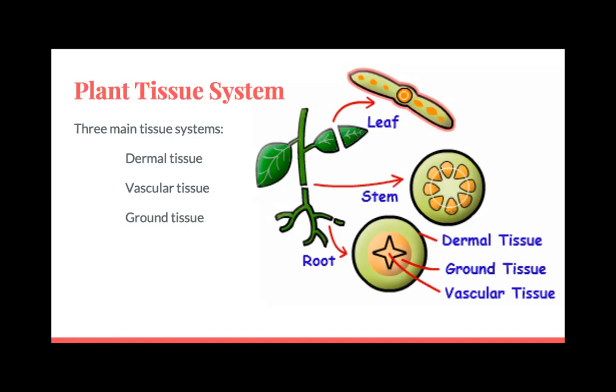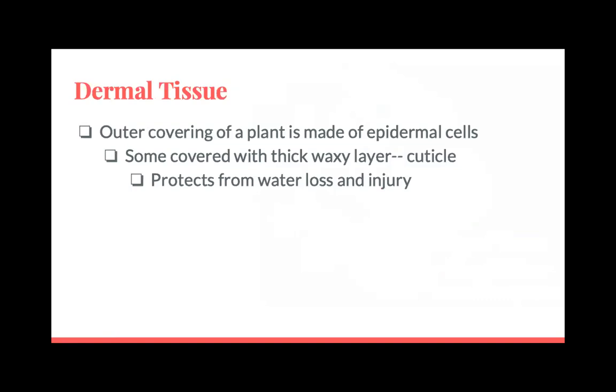Now, it's more complicated, of course. There's certain types of ground tissue and things like that, but we're not going to get too much into that. So for our purposes, okay, we will try to identify these three types of tissue in these three parts of a plant. Okay?